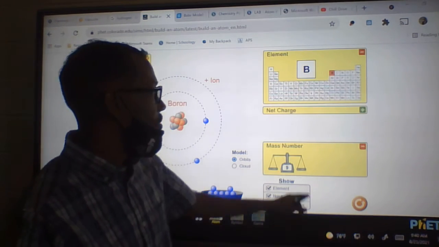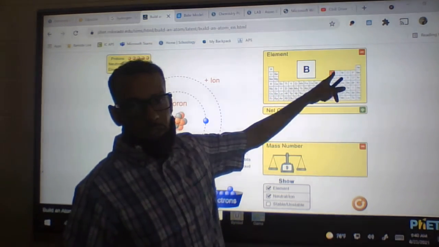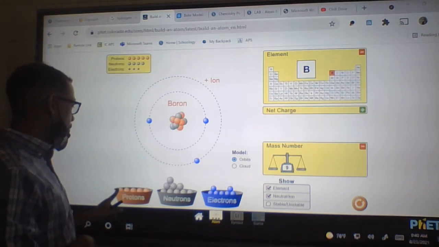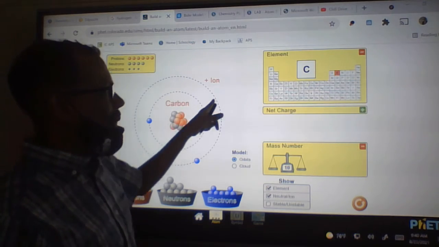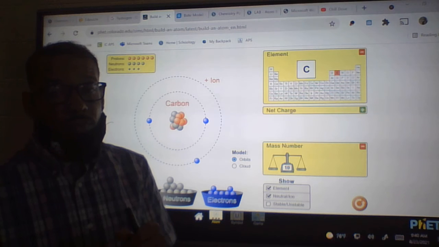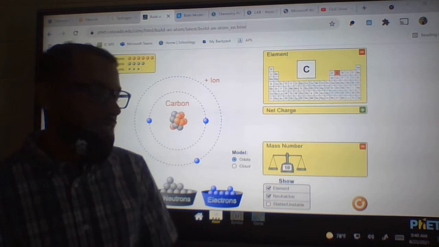Now it's boron. If we look on the periodic table, boron has an atomic number of 5. And if we added another one, now we have carbon. Carbon has an atomic number of 6. So every time we change the number of protons, we change that atom's identity.